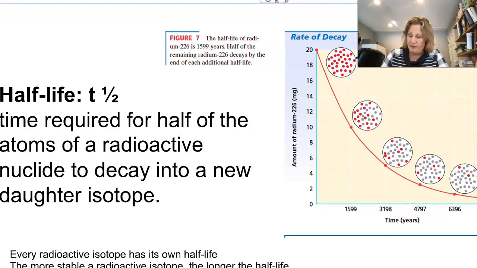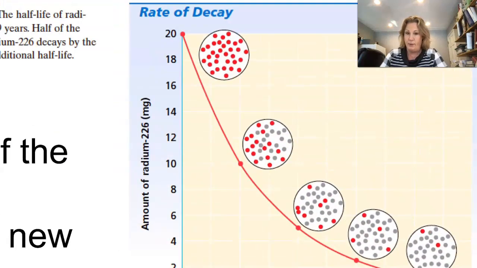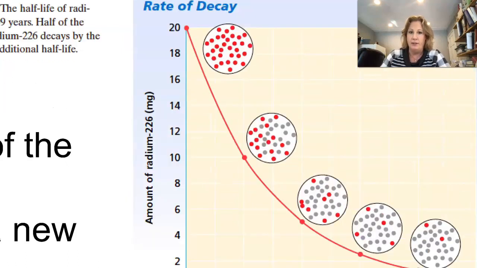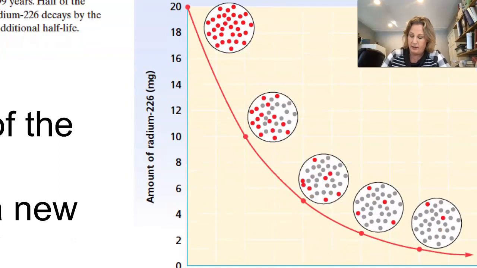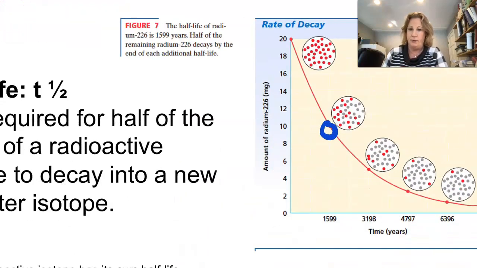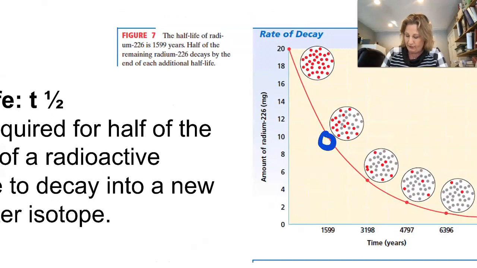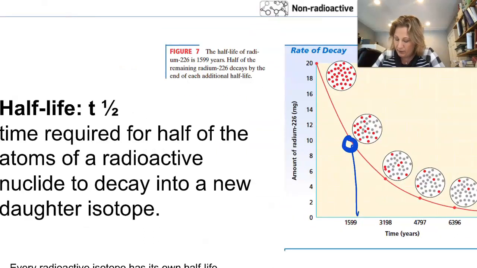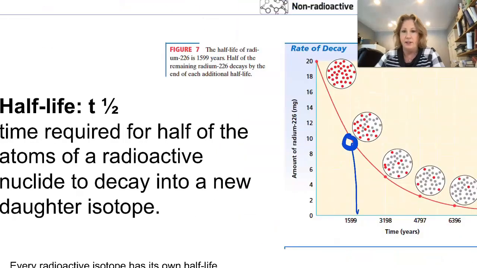Here's another graph. This is showing you the sample, like the red dots are the radioactive isotope, and as time progresses, you can see right here, there's half of the sample remaining. So we have only half of the red original, and the daughter, the new isotope, is represented with gray. So the half-life here is about 1600 years for, what is this? Radium-226.